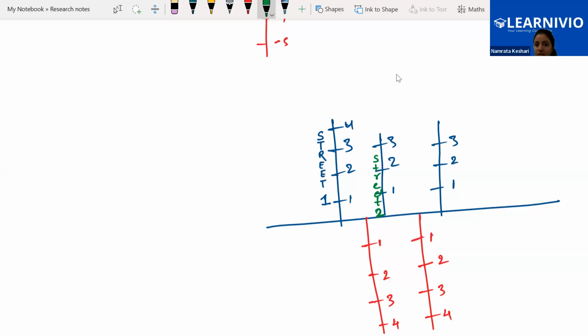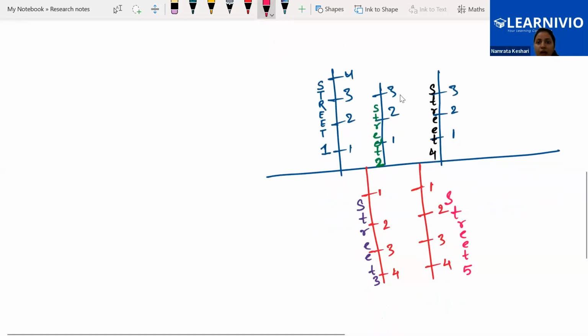See, these are the streets. The first street, the second one, street 3, street 4, and this one is street 5.